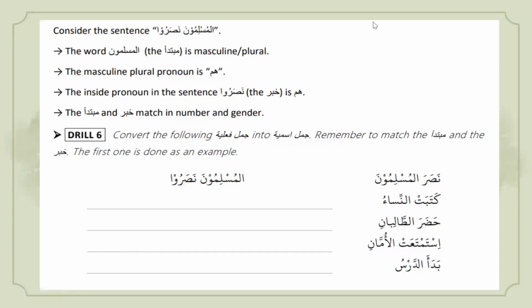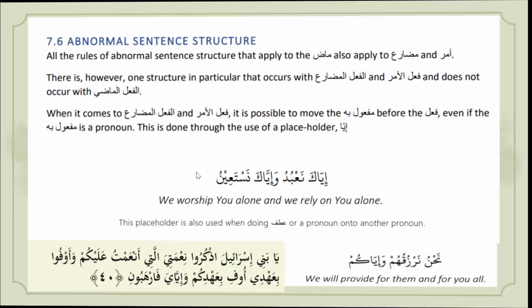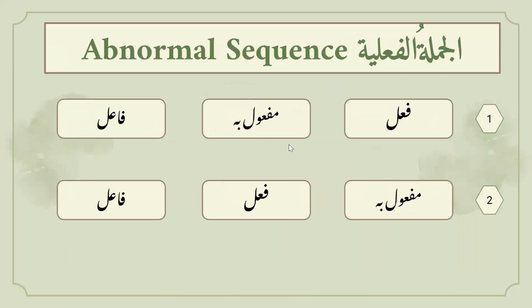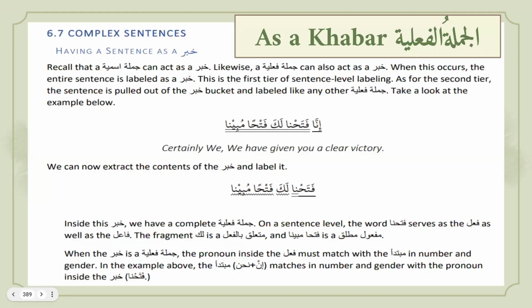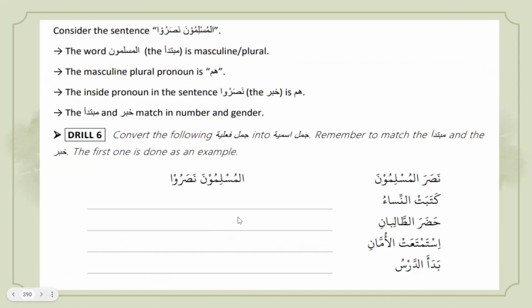So what did we do in today's lesson? First, we learned the abnormal sentence structure in which there can be two possibilities. Maf'ul bihi can come before fail, and this happens in past tense, present tense, all types of fail. But when maf'ul bihi comes even before fail, this abnormal sequence happens in only present tense and commanding fail. And then you learned jumla failure as a khabar, in which the important rule is that when you have jumla failure as a khabar, the pronoun, the fail in the jumla failure, should match with the mubtada.